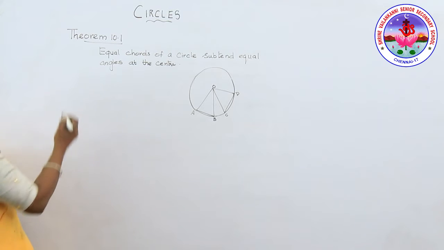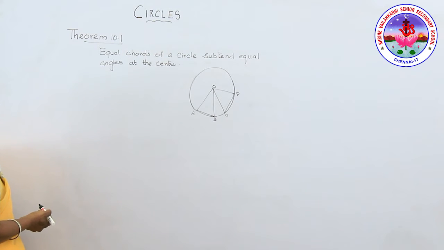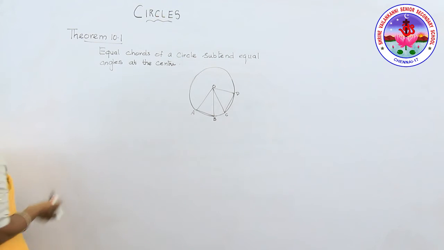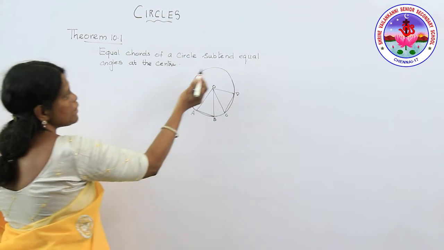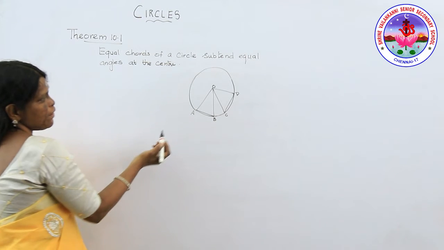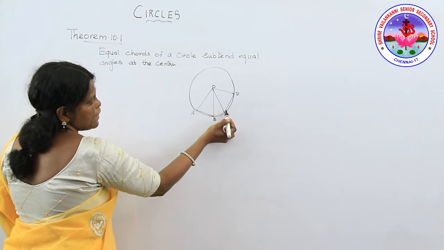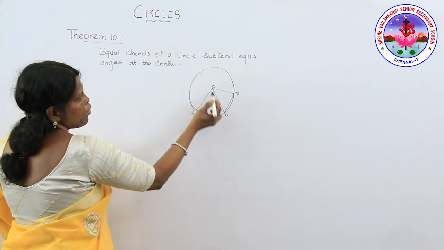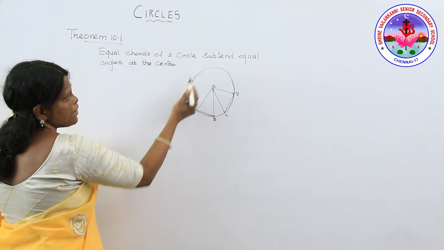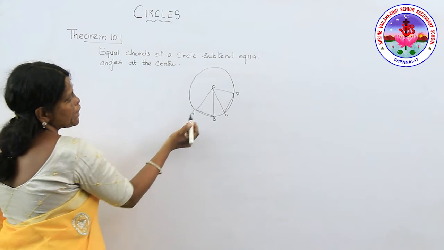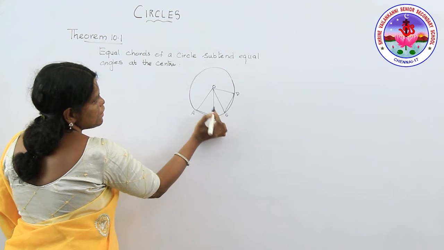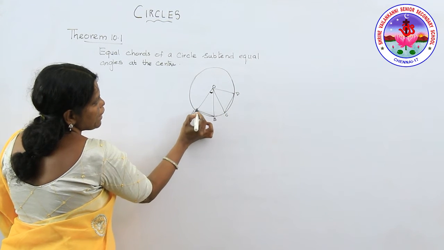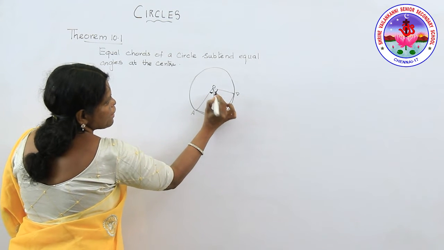We are going to see theorem 10.1, which states that equal chords of a circle subtend equal angles at the center. I have drawn a circle where AB and CD are two equal chords, and OA, OB, OC, OD are the radii of the circle. I want to prove that equal chords of a circle subtend equal angles at the center, so I want to prove angle AOB is equal to angle COD.